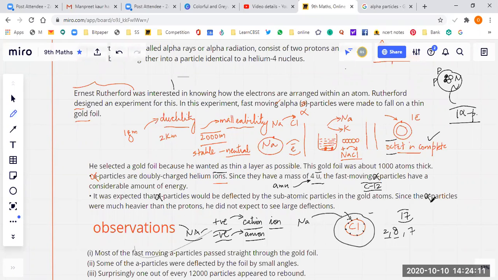Why is it written that he did not expect large deflections? It was expected that alpha particles would be deflected by subatomic particles in gold atoms. Since the alpha particles were much heavier, he did not expect to see large deflections. Okay, students, let me explain this. It's very interesting. Then you will understand what he did and what the whole story was about.